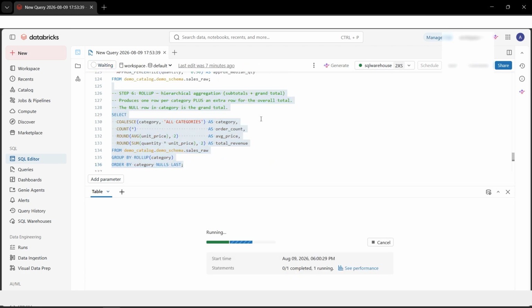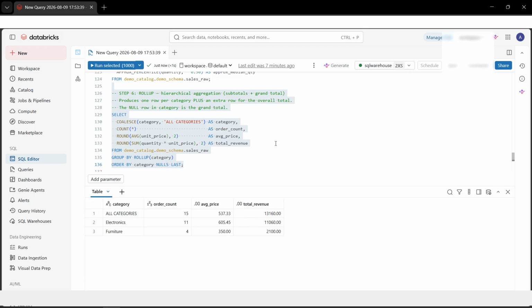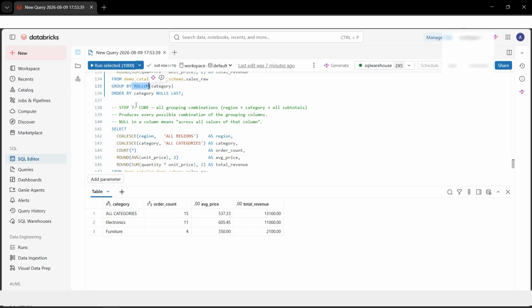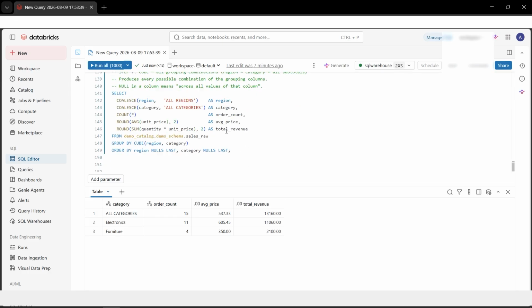Now let's use rollup this time. Again, an important operation with respect to data engineering, group by rollup, right? If you look, it produces one row per category with an extra row for the overall total. Looks good. Now let's go ahead with our step 7, which is the cube.